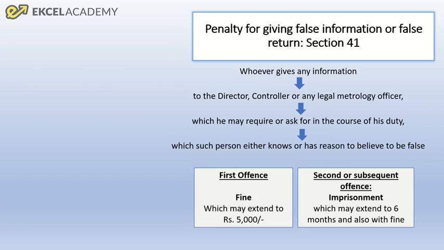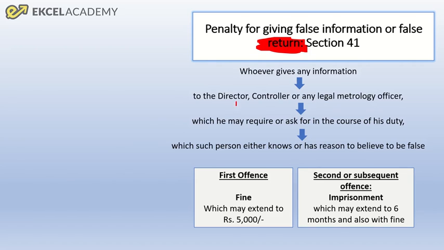Next we come to section 41, penalty for giving false information or a false return. This is important for us to know. Giving false information or a false return means giving the wrong data to the government every year. If you give the wrong data to the government, it is a serious offense. That is the penalty for giving false information or false returns to the government.